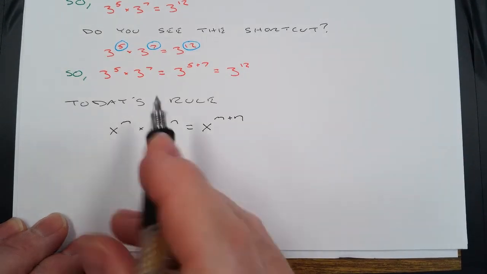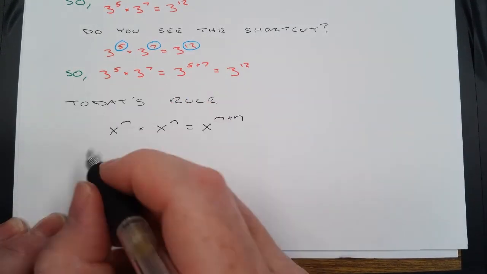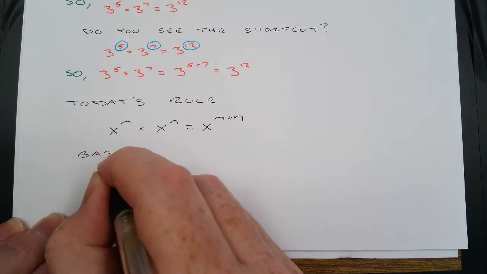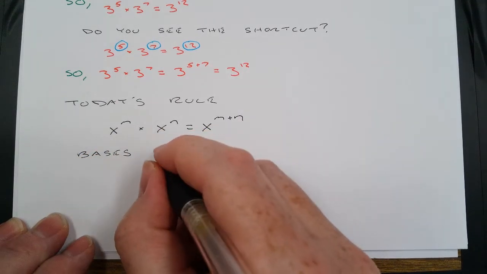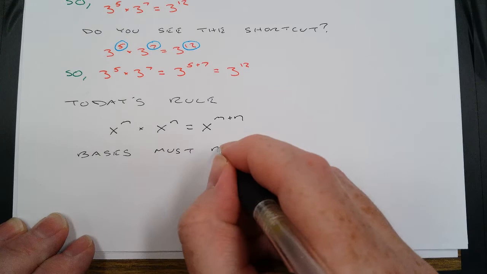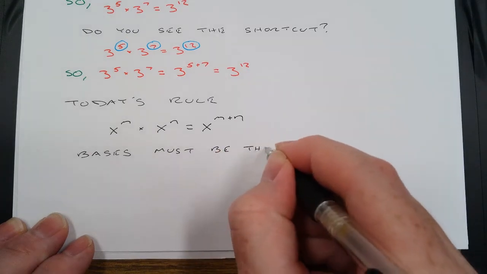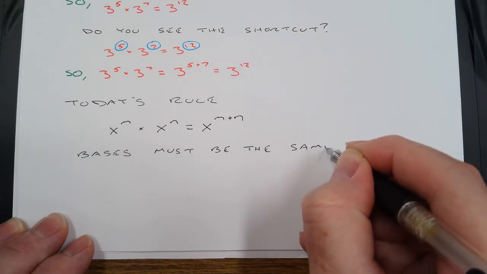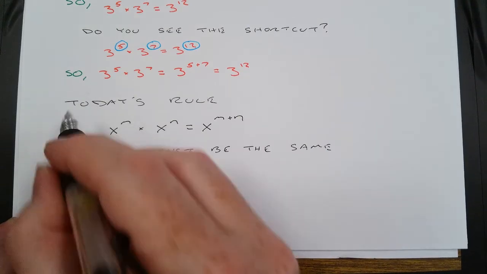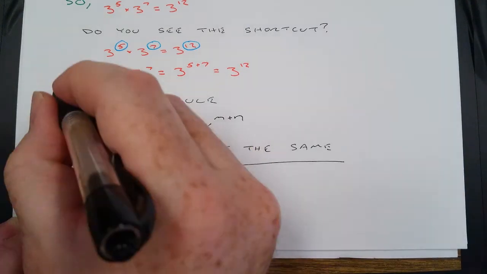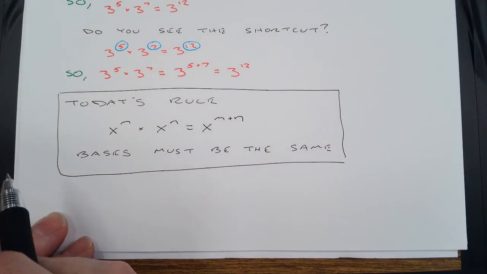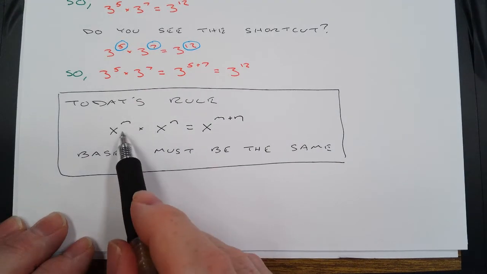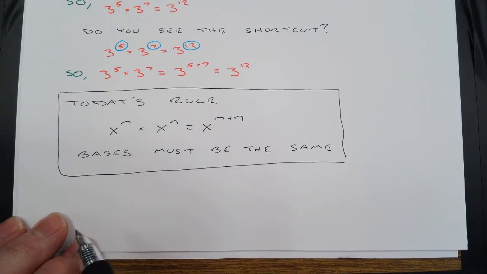Now, the important part about this is, remember, the bases must be the same. If you look at this, the base for both of these is x. This is a rule when the bases are the same. You just add the exponents together.